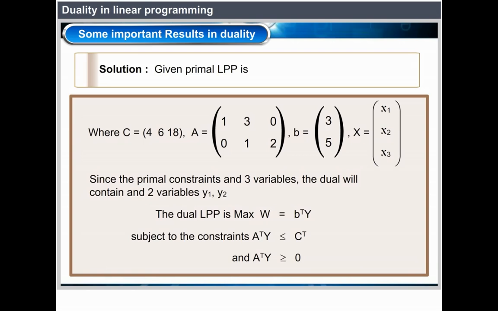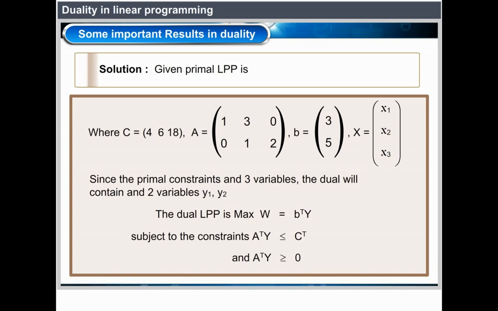We have taken these values from the given question. c values are taken from the objective function, A is taken from the given constraints and b from the right hand side of the constraints, and x is all the variables in the problem. Since the primal contains 2 constraints and 3 variables, the dual will contain 3 constraints and 2 variables y1, y2.